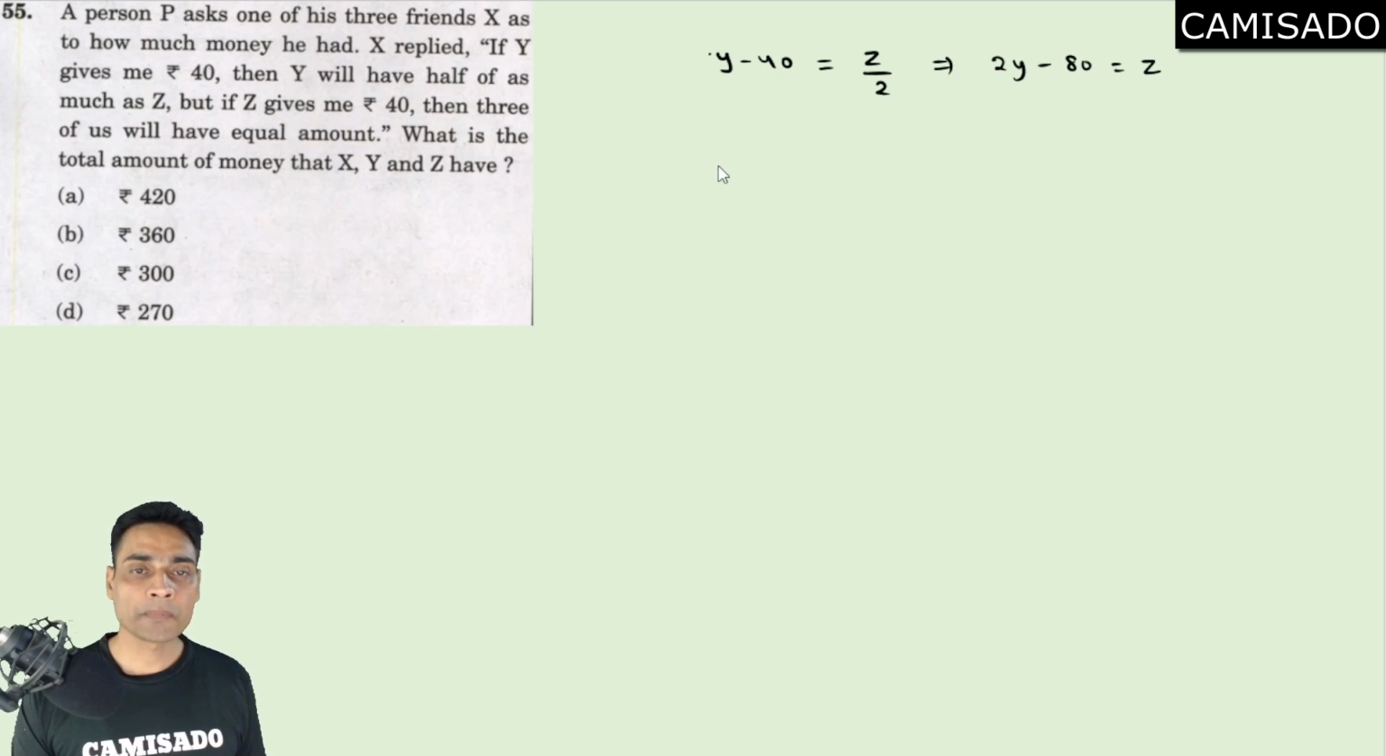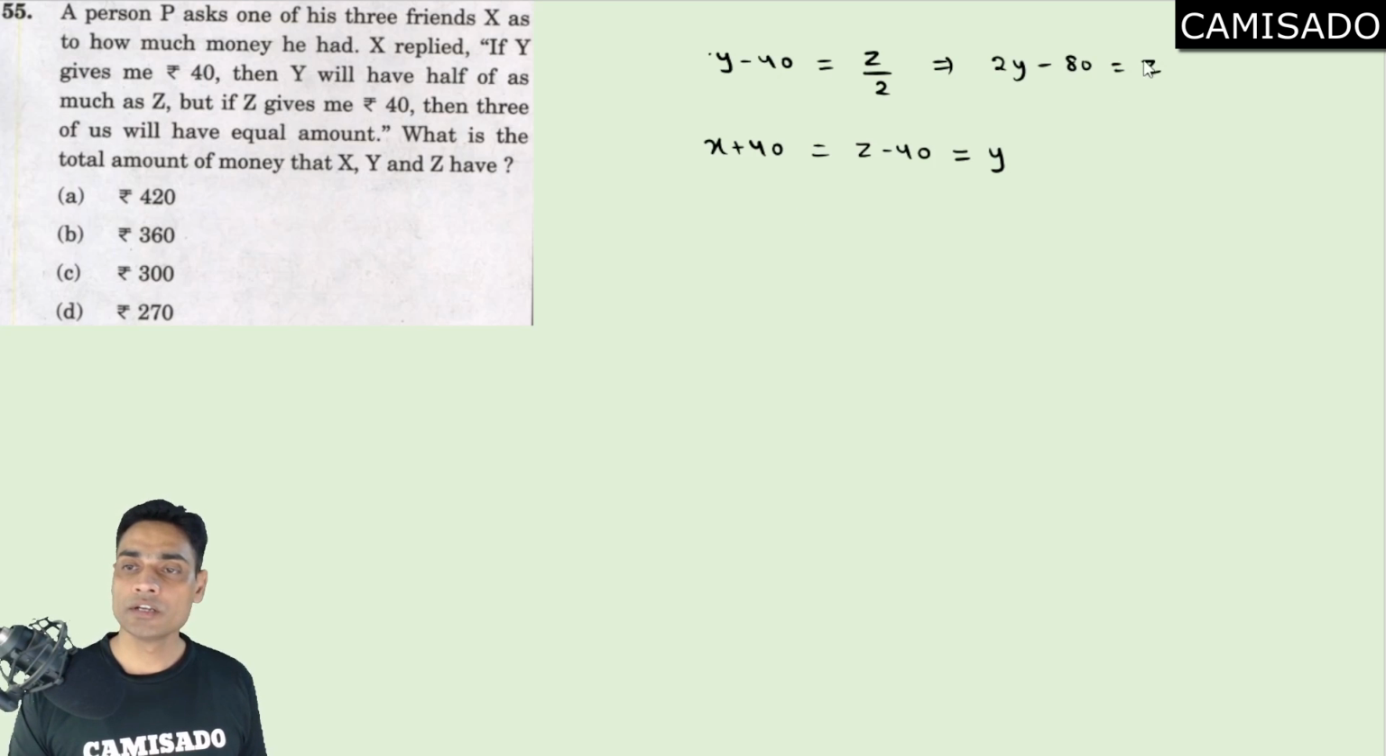Then second is, if Z gives me 40, X is saying it. So Z gives me 40 means X is having plus 40 and Z is giving it, so it's Z minus 40. Then the 3 of us will have an equal amount, equal to Y. So these are the equations we can get here, and we can solve them for getting the value of Z.